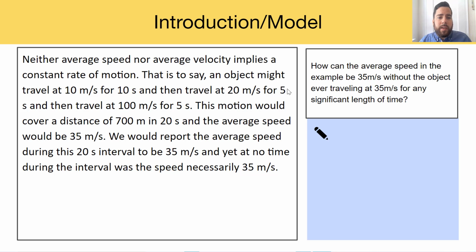So for example, if you have an object that travels at 10 meters per second for 10 seconds, then travels 20 meters for a 5-second interval, so it increases its speed dramatically and travels at 100 meters per second for the next 5 seconds. If you were to calculate the average speed, you would get 35 meters per second. But at no point did I say that that object was traveling at 35 meters per second. So let's go ahead and answer this question, and then when you're ready, we can move on.